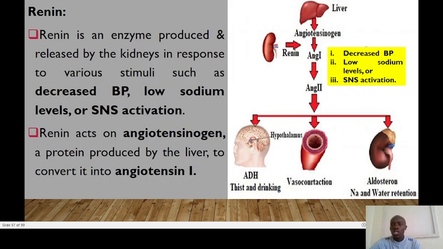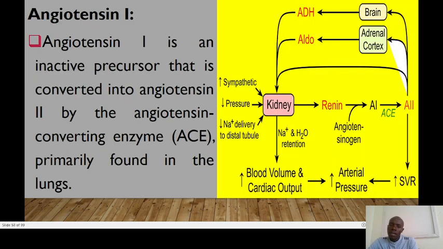Looking at renin, we have already said this is an enzyme normally produced by the juxtaglomerular apparatus in the kidney, and its work is to convert angiotensinogen produced by the liver into angiotensin 1. Angiotensin 1, we have said, is a weak vasoconstrictor, so it has to be converted to a more potent one, which is angiotensin 2. This can be stimulated by either a decrease in blood pressure, low sodium levels, or sympathetic nervous stimulation.